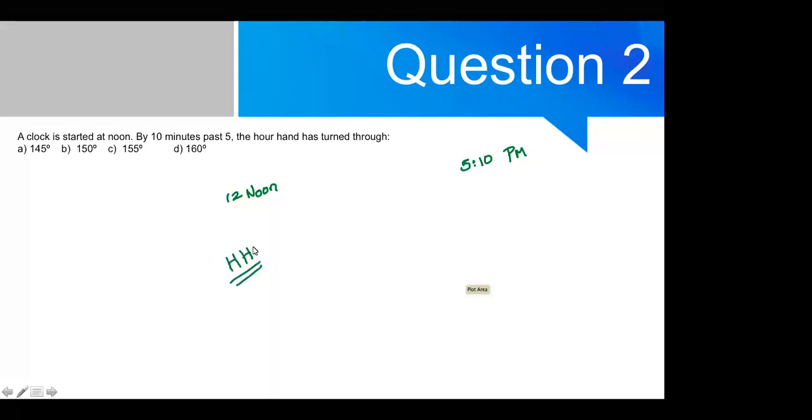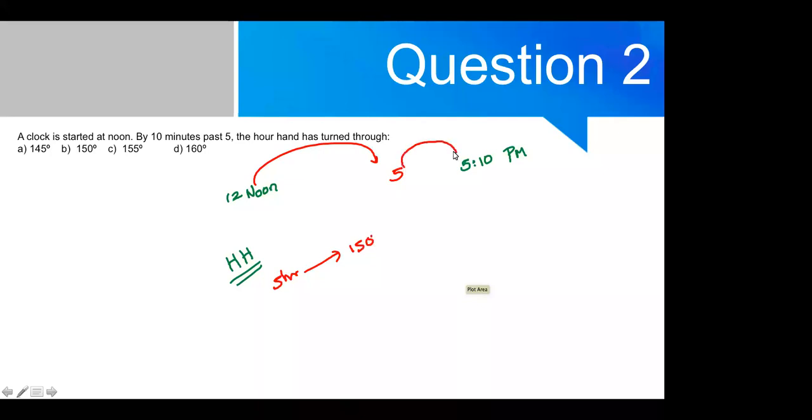So again, they are speaking about our hand. Between 12 to 5, 5 hours is there. We know that in 5 hours it will move 150 degree. 5 to 5:10, 10 minutes is there. In 10 minutes it will move 5 degree. So 155. Split it like that and then proceed.